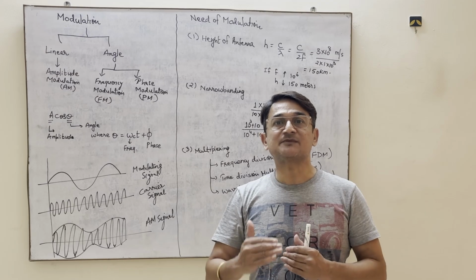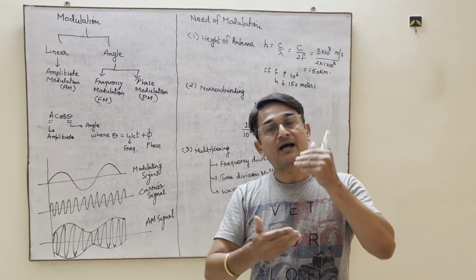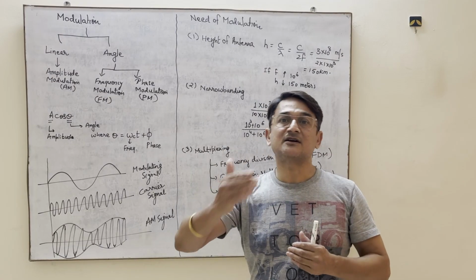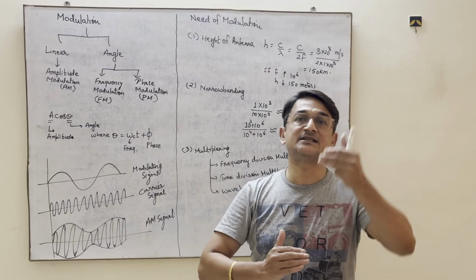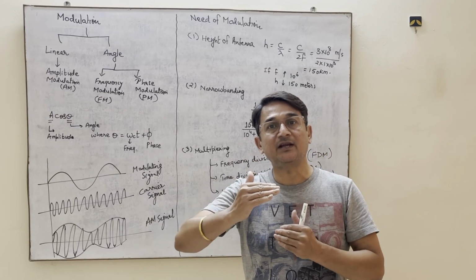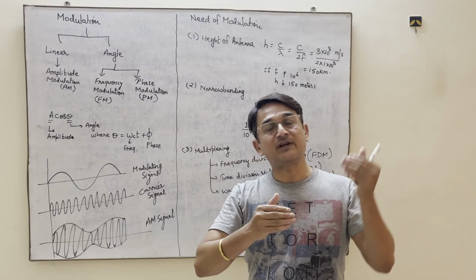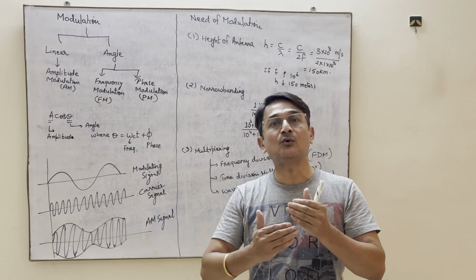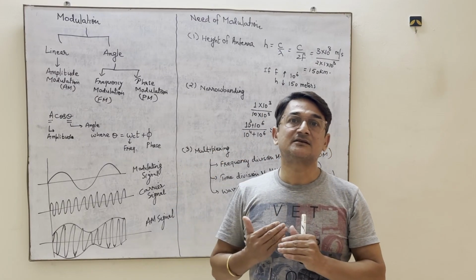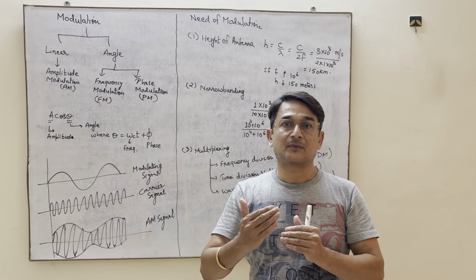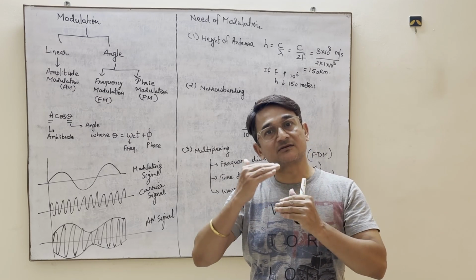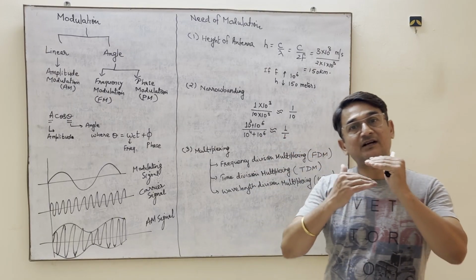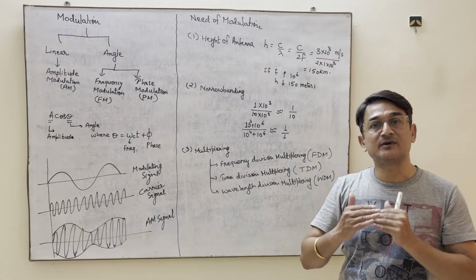So what happens if you transmit more than one signal through a common channel, and the frequency differences of all the signals are small? Suppose you are transmitting 100 Hz, 110 Hz, 120 Hz. These three signals you are transmitting simultaneously. What will happen? They will mix with each other, and at the receiving end you will not be able to extract the signals properly, because they will be mixed so deeply, owing to their very low frequency difference.